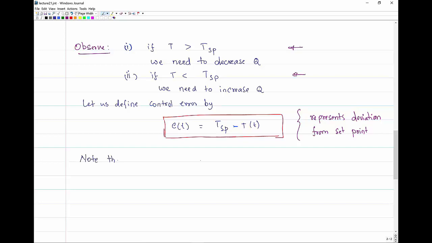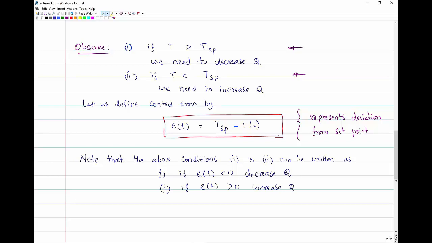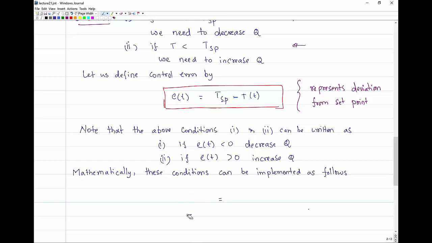Now we can try to translate the two conditions 1 and 2 here into conditions on the control error as follows. If E of t is less than 0, it means the set point is less than the temperature, and therefore we have to decrease Q. And if E of t is greater than 0, the temperature is less than the set point, and therefore we have to increase Q. Now mathematically, these two conditions can be expressed using a function between the control error and the heat input to the process.